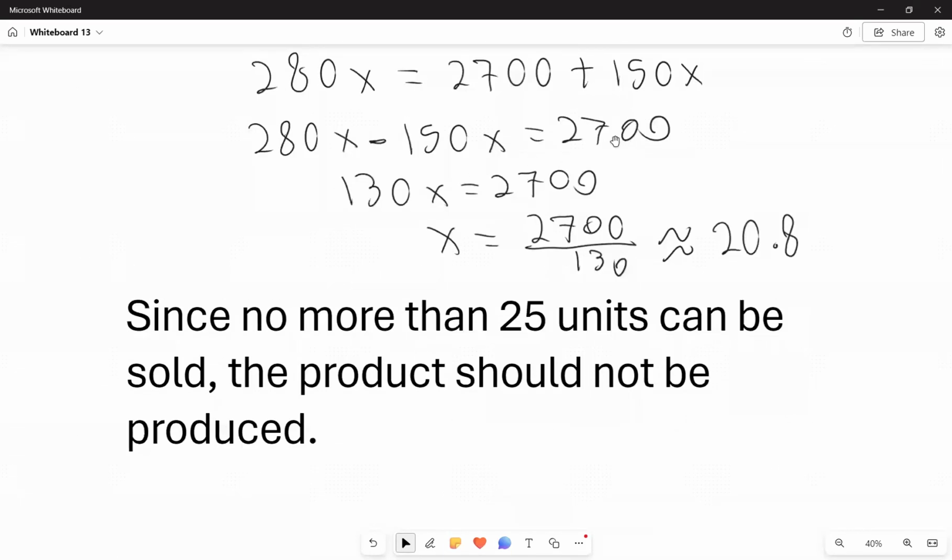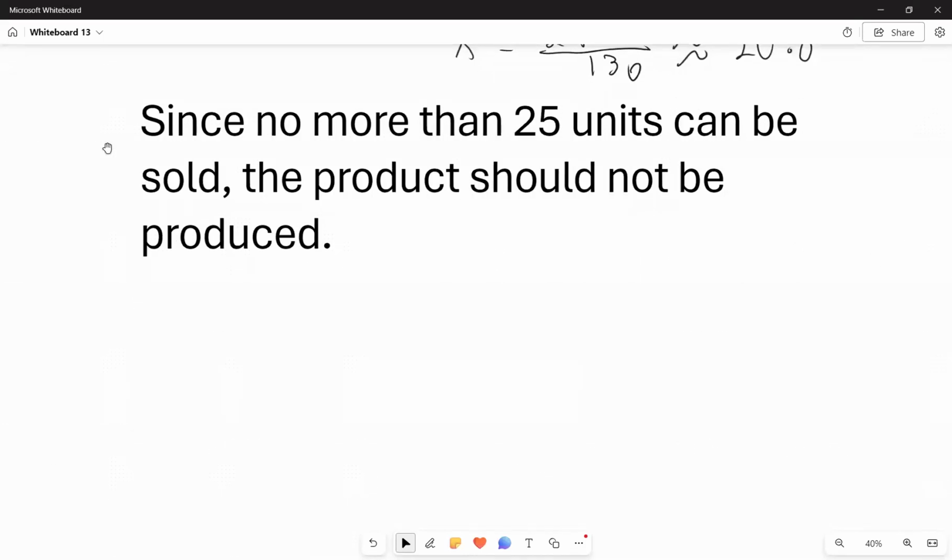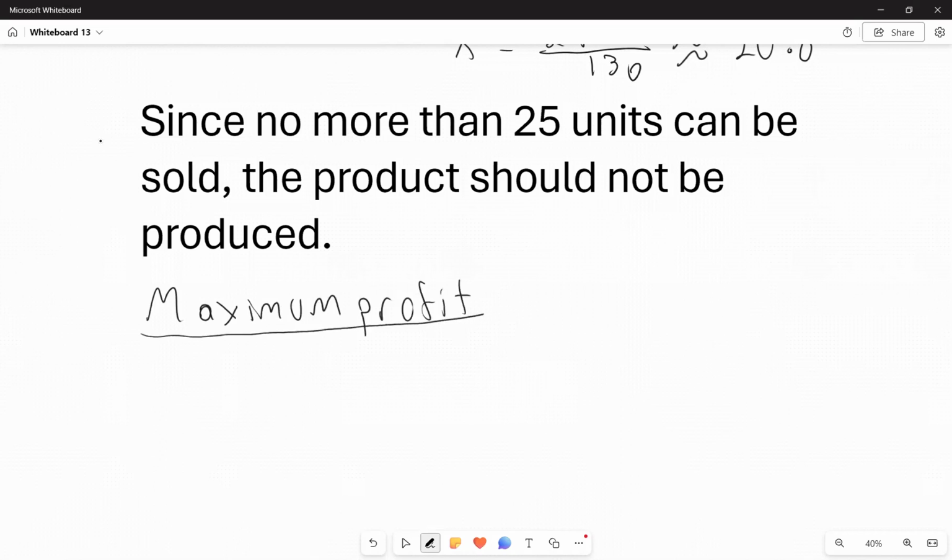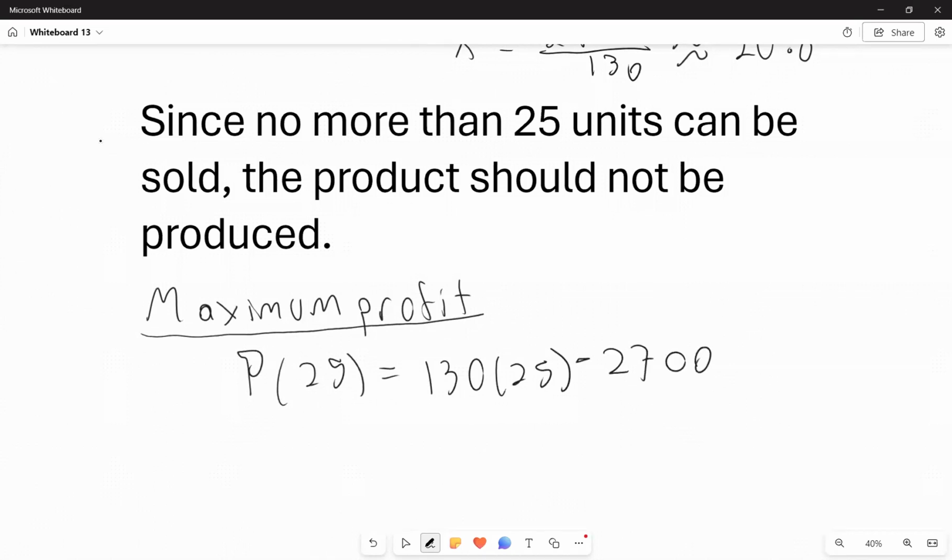Here's the problem: the fixed costs are already 2,700, and the maximum profit that they can make is only 550. That would be P of 25, which is 130 times 25 minus 2,700. At the end, that's only going to be 550. So if your fixed costs are 2,700, it looks like it's not worth it. All the time and effort is not worth it.